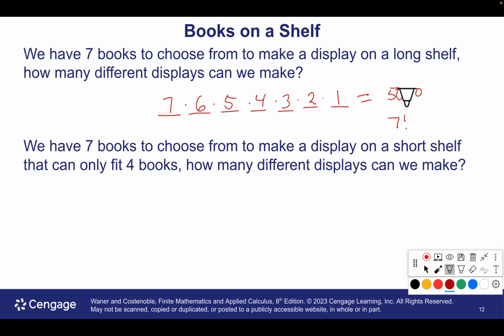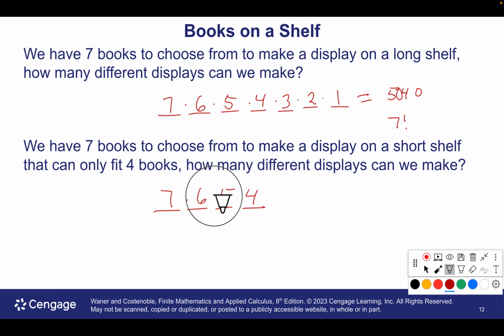Now, what if we had a short bookshelf and we can only get 4 books on there? How's that going to work? 1, 2, 3, 4. Well, how many choices do I have for that first slot? I still have the 7 books, but I put one on there. Now I've only got 6. Then I've only got 5, and I got 4. What do I do with the other 3? Put them in the closet. Or take them home. But nothing, so we're done here.